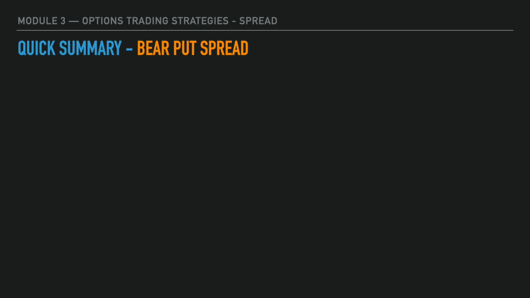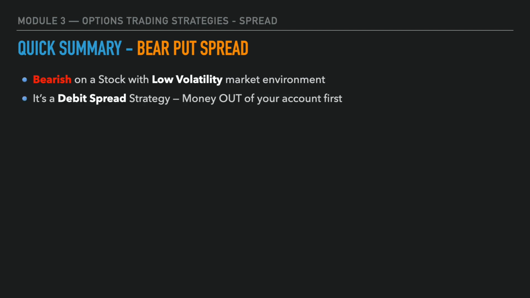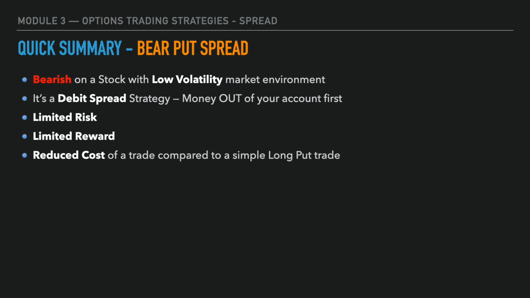Here's a quick summary of the bear put spread. It is considered a bearish setup, meaning you only take a bear put spread when you believe the underlying stock price will go down. Same as a bull call spread, the bear put spread is also a debit spread strategy. When you take a bear put trade, you will have money out of your account first. Your total risk will be limited, your total reward will also be limited. If used properly, a bear put usually has a high reward to risk ratio.